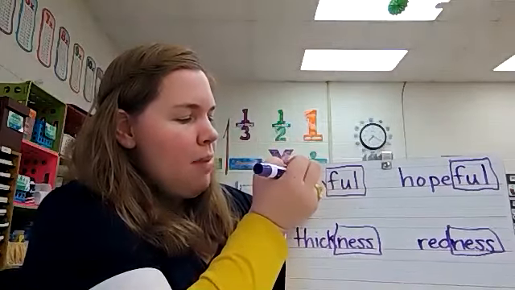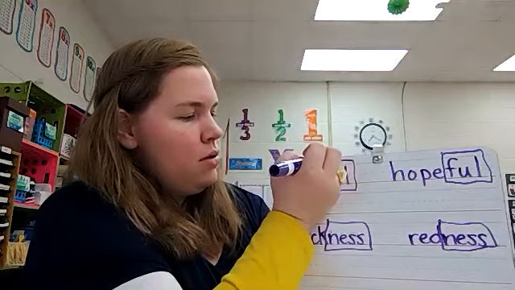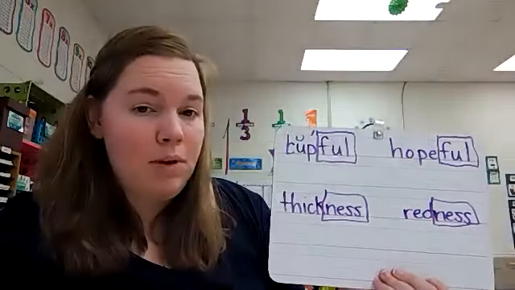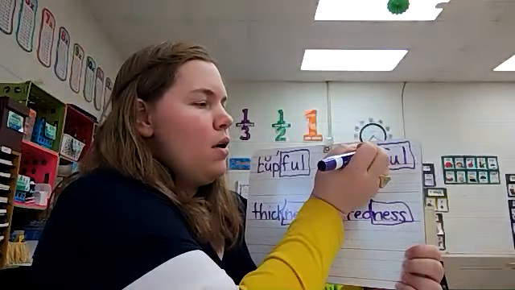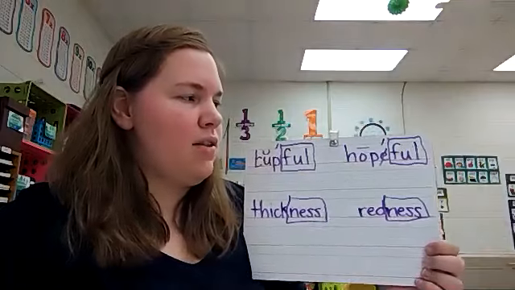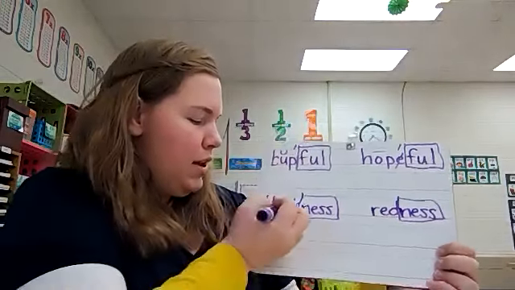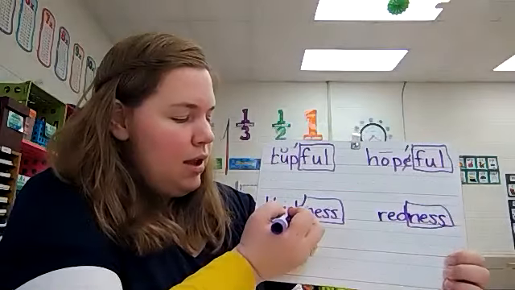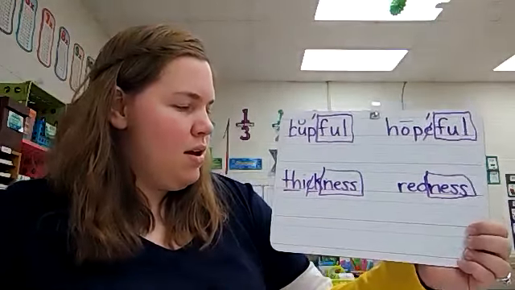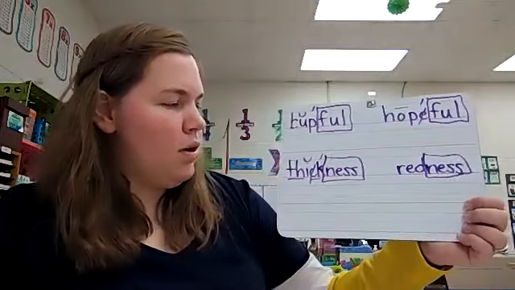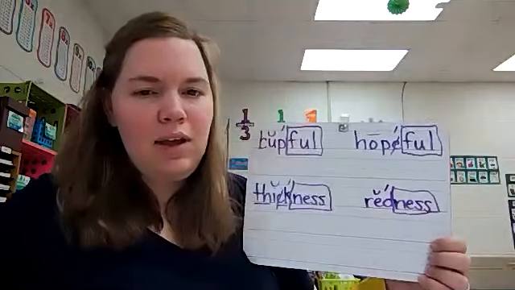For cup, we need a K back on the C and the U is closed in, so we'll put a breve. Cupful. We always put that accent mark right before the suffix. For hope, we have O consonant E. Make a macron above the O, cross out the silent E. Hopeful. For thickness, we have digraph TH and digraph CK. Underline both the digraphs. The C in digraph CK is silent and the I is closed in, so I'll put a breve. This word is thickness. And for our final word, the E is closed in, so I'll put a breve. Redness.